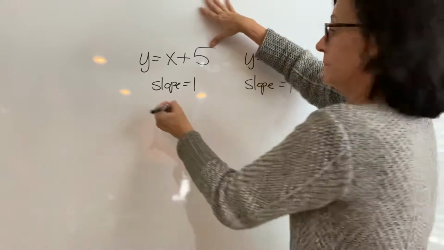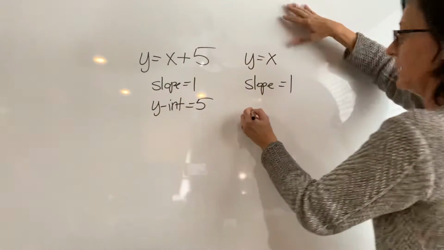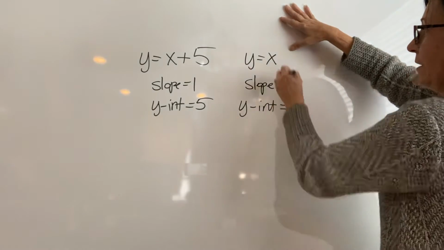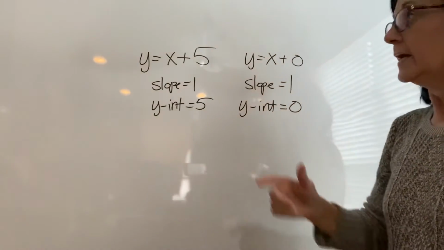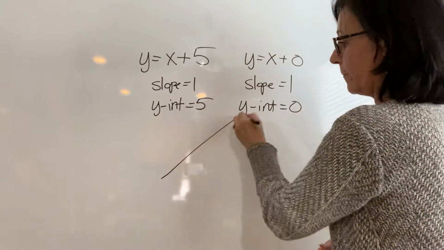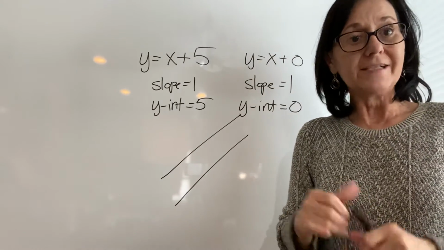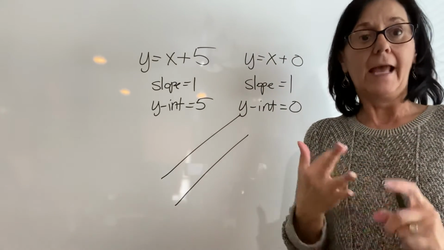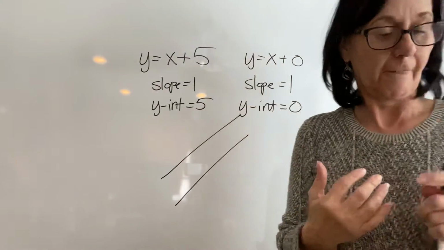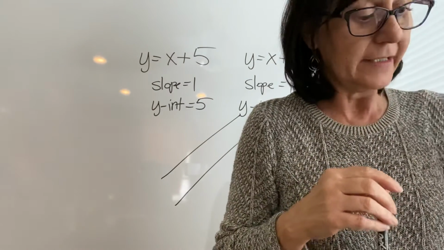Let's look at the y-intercept. The y-intercept is 5. Here, the y-intercept is 0. I could just add plus 0. All right, same slope, different y-intercept. They are parallel lines. Parallel lines are independent and inconsistent. Okay? Independent and inconsistent. So it's inconsistent.